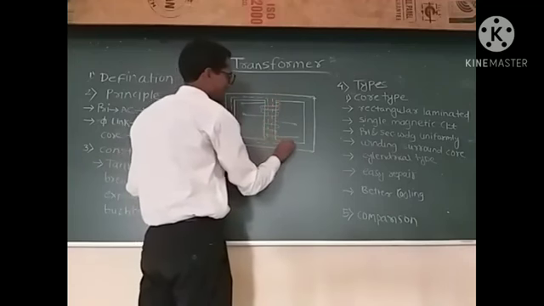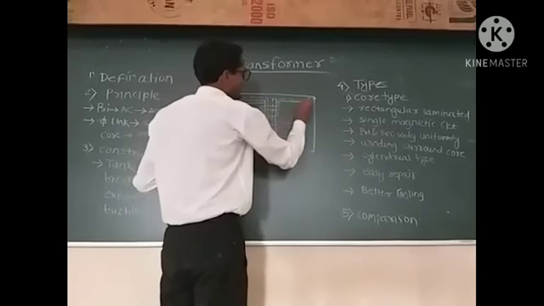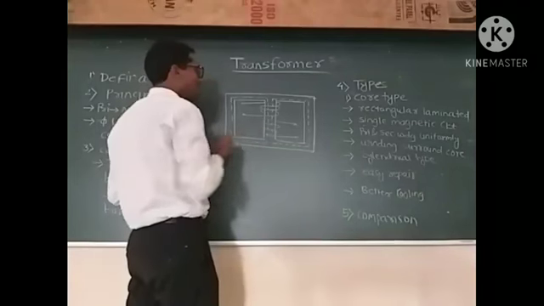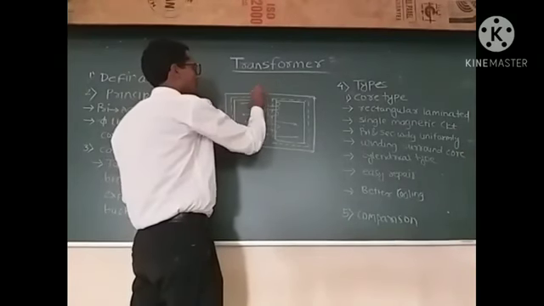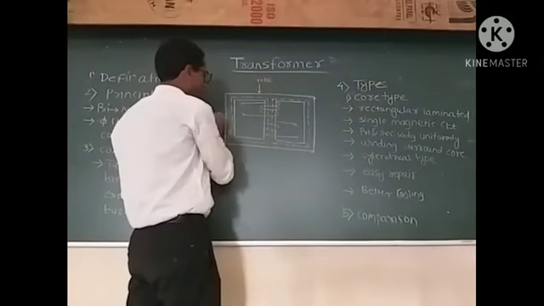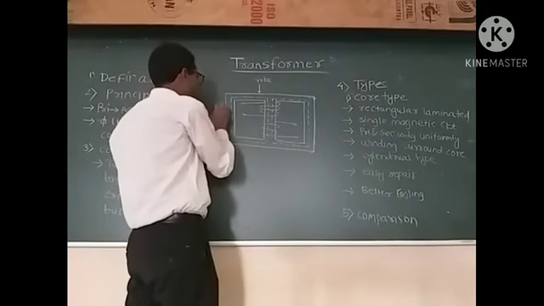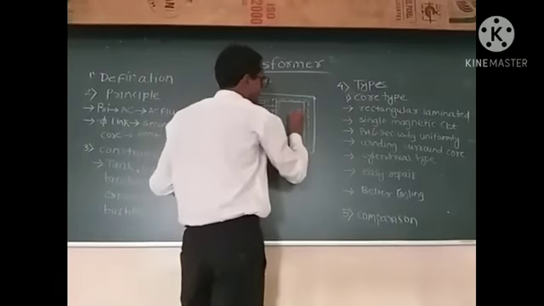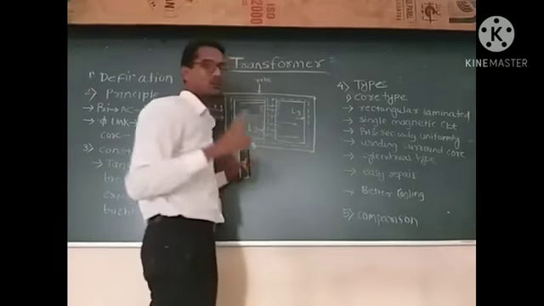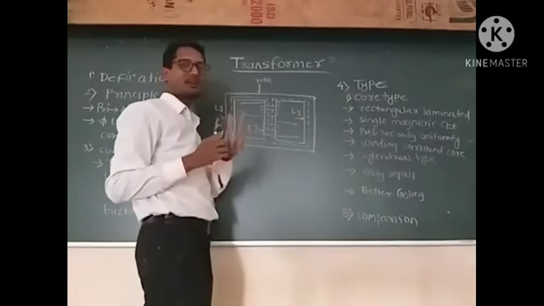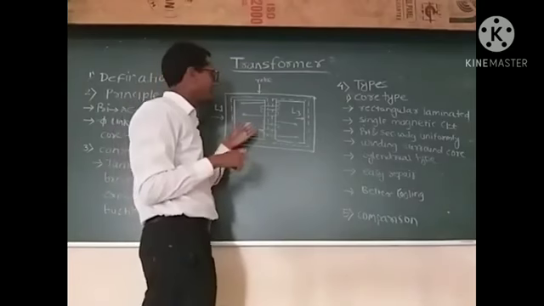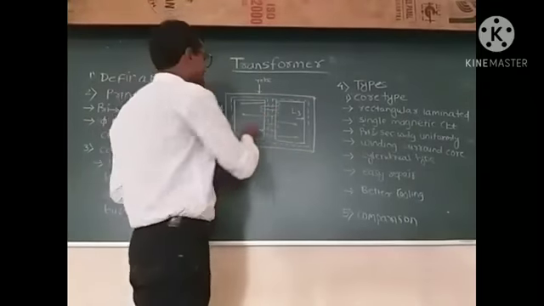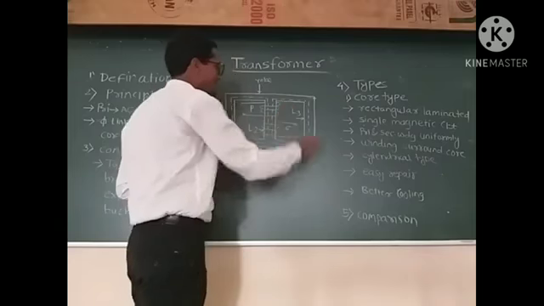This is the circuit diagram of a shell type of transformer. What we observe here, there are two yokes and three limbs: limb 1, limb 2 and limb 3. That means in this type of transformer there are three limbs. Then what we see here, both the windings, this is the primary and this one is secondary.